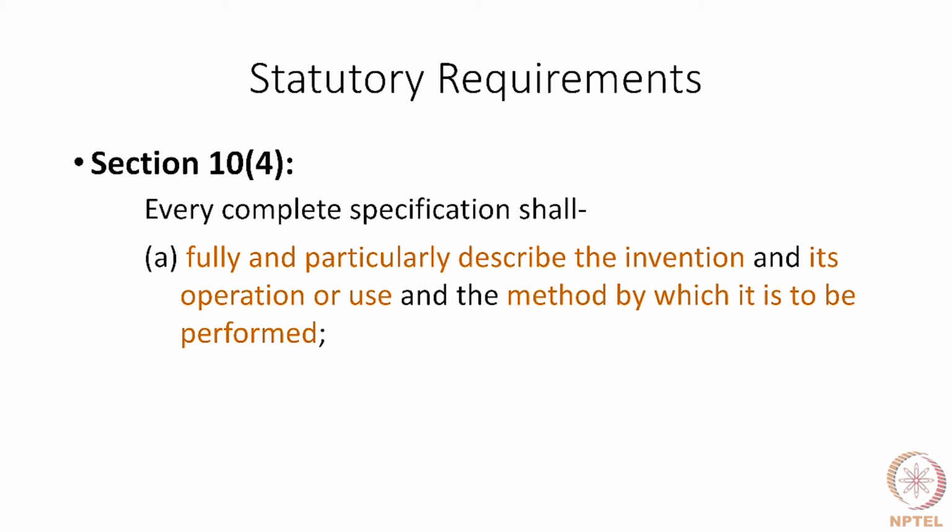So here there are two things that we need to bear in mind. The description of the invention should also contain operation and its use. That's the first point. And it should also have the method by which it is to be performed.